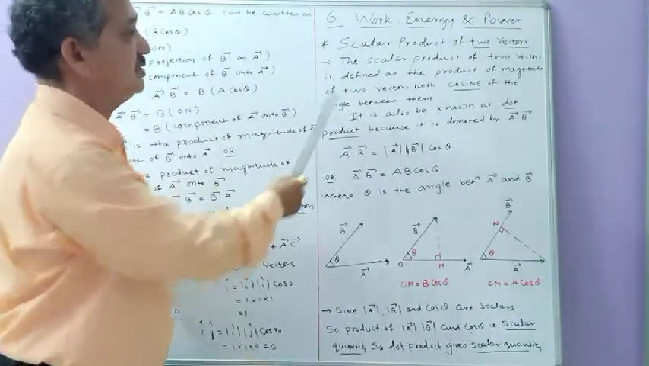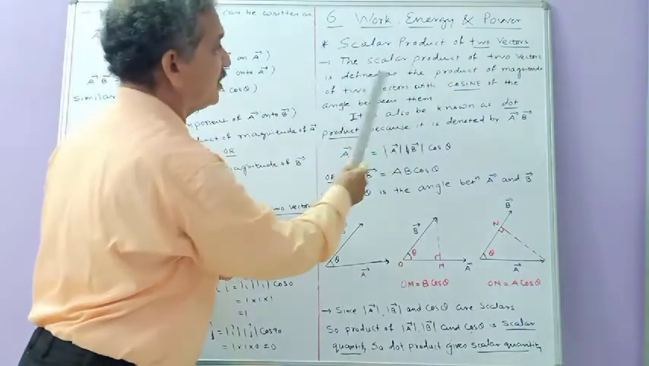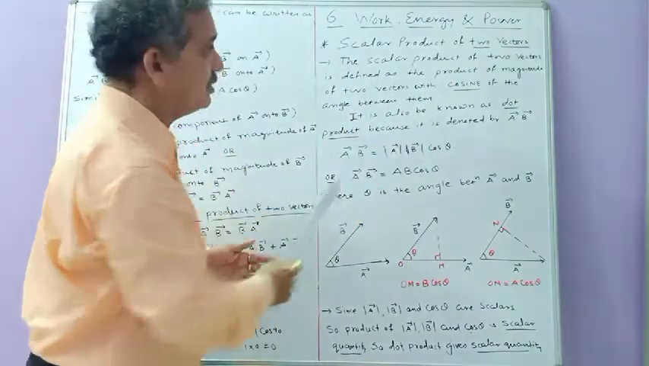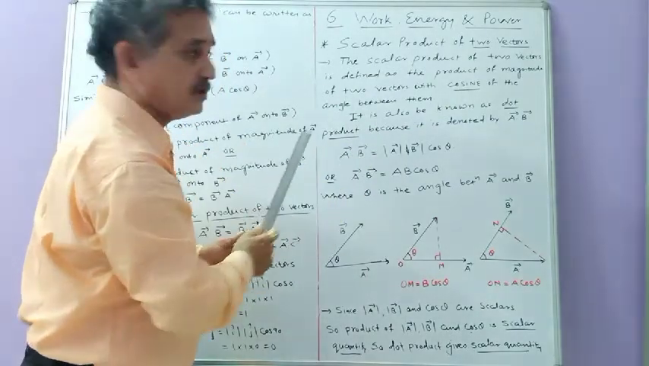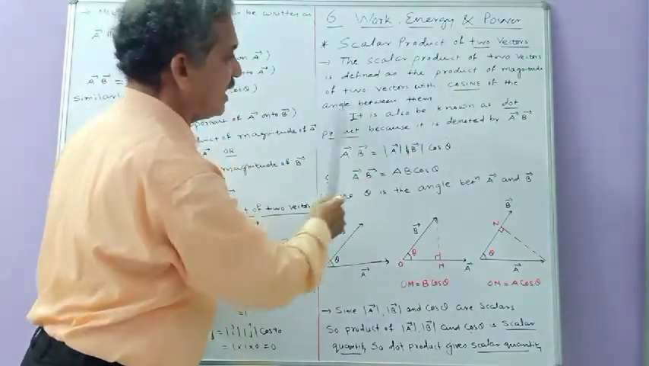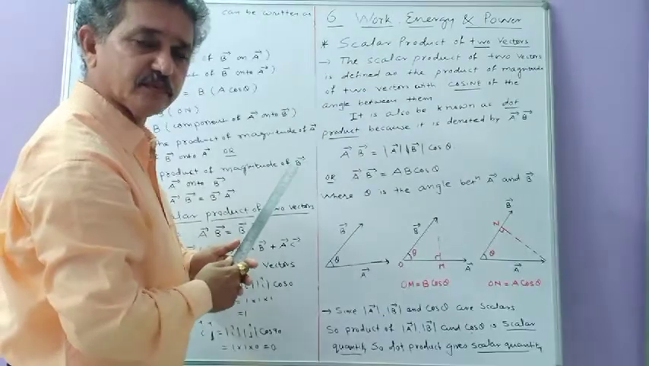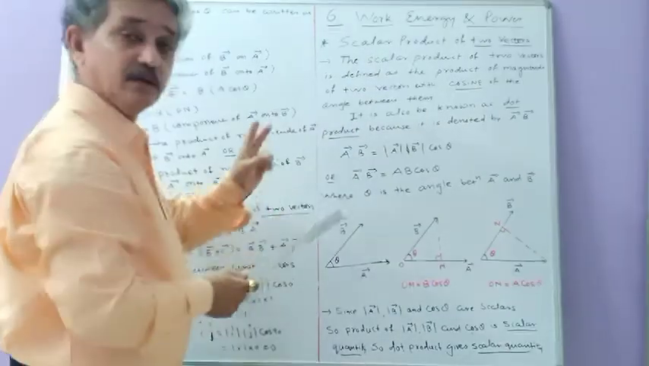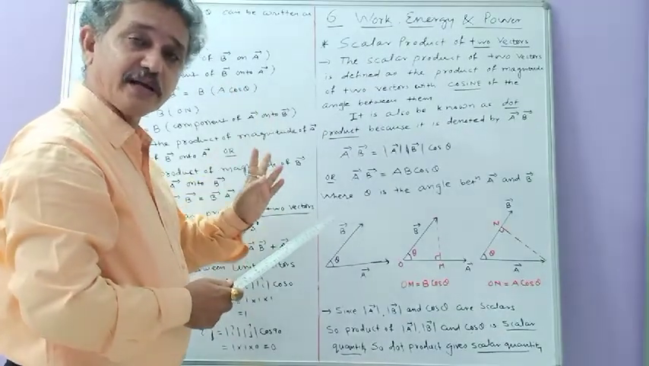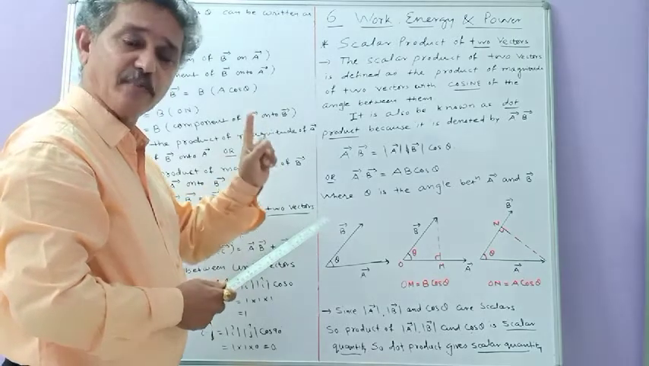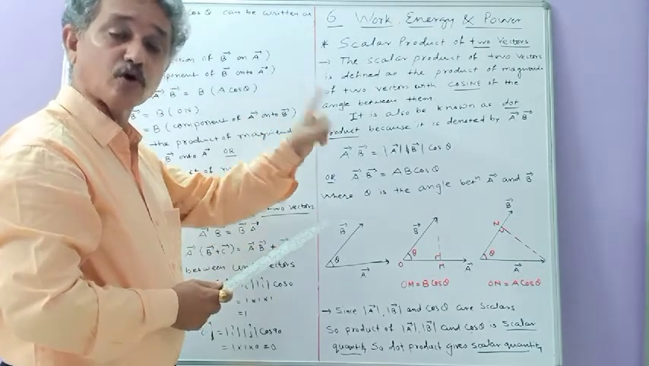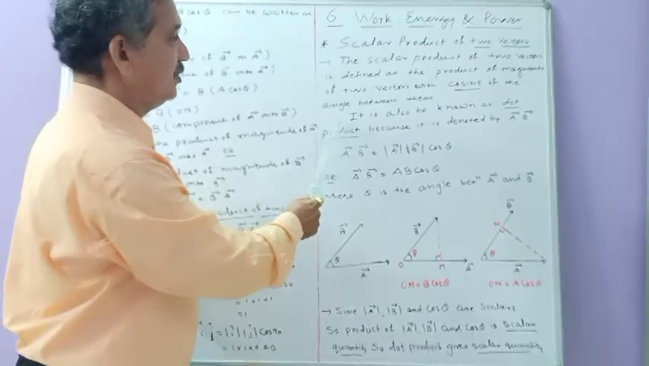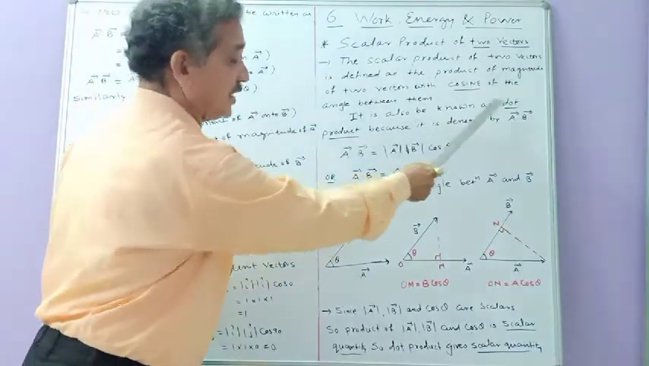What is the definition? The scalar product of two vectors is defined as the product of magnitude of the two vectors with cosine of the angle between them. That means if there are two vectors like A and B, you take the magnitude of the first vector, multiply with the magnitude of the second vector, multiply cos of the angle between them. So it is also known as dot product.